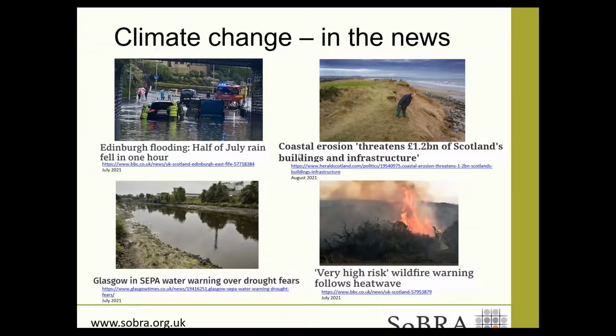Here we go. This slide is just some recent headlines where climate change has hit the news, and these are just from over summer. It shows how we're experiencing much more extreme and intense rainfall, from flooding through to drought fears.